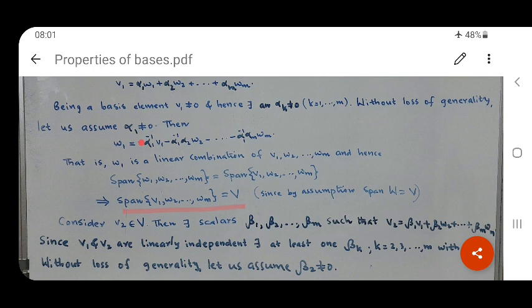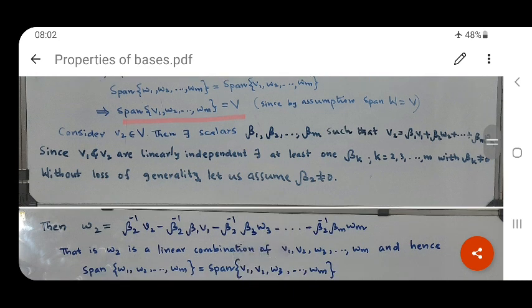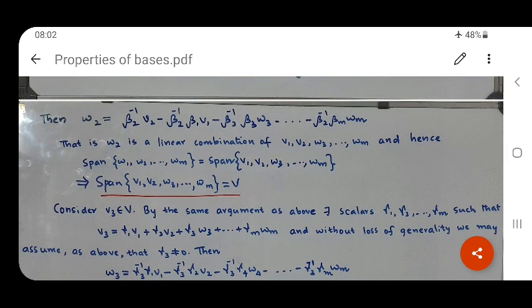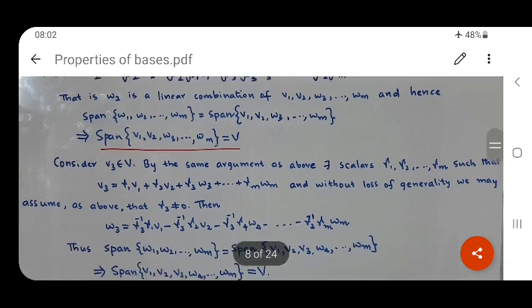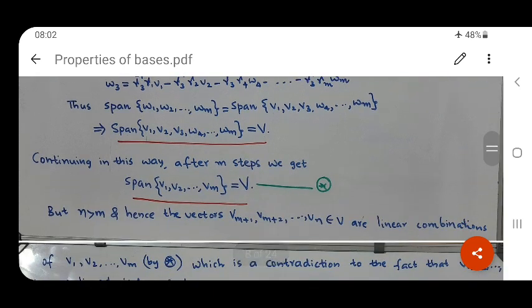Hence, let us consider the vector v2 in V. Since v1, w2, etc. wm spans V, v2 is a linear combination of these vectors, and by the same argument, as it is different from 0, there will be at least one of the scalar coefficients different from 0. So we can express V as the span of v1, v2, w3, etc. wm. So continue the argument, say m is less than n. If you continue the argument in m steps, we have span of v1, v2, etc. vm is equal to V.